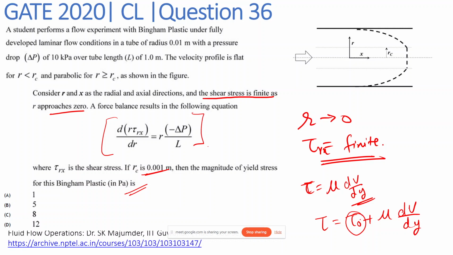And when the fluid starts to flow, we will see a parabolic profile. If the fluid is not flowing, then the velocity will simply be constant, a straight line. So in this question, we have been asked to find the value of tau naught, that is the yield stress for this Bingham plastic. So let's take a look at the video solution.